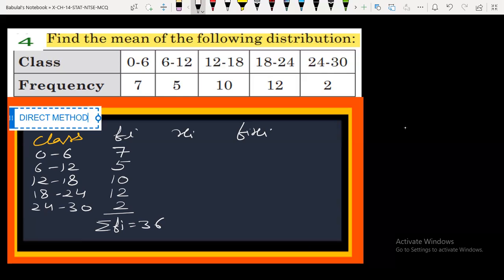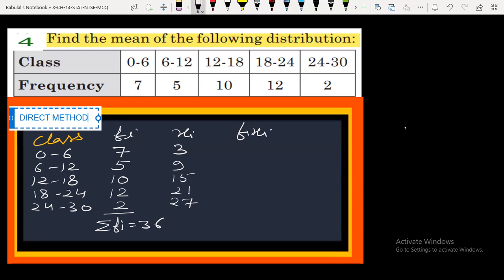Now we come to the class mark. 0 plus 6 divided by 2, that is 3. 6 plus 12, 18 divided by 2, that is 9. 12 plus 18, that is 30 divided by 2, this will be 15. 18 plus 24, that is 42 divided by 2, this will be 21. And 24 plus 30, that is 54 divided by 2, that is 27.